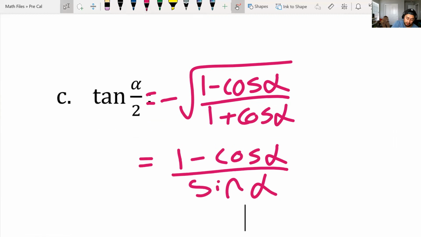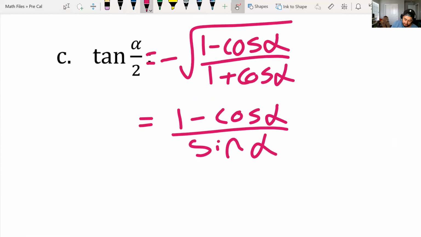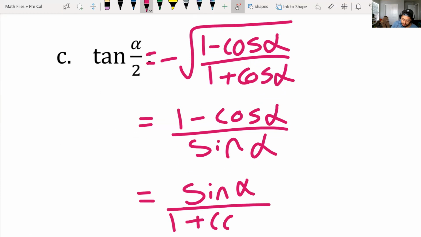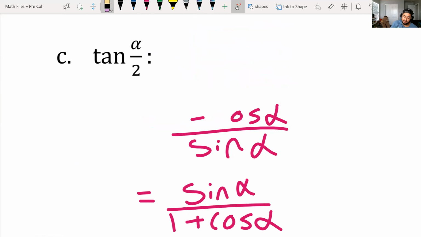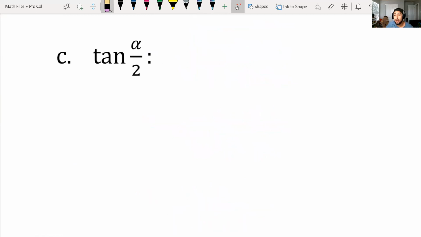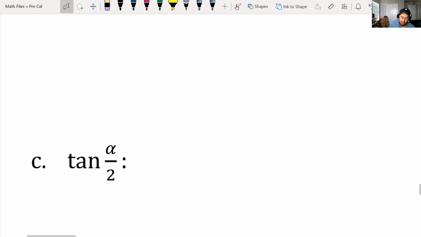Or we use the other formula, which I think is sine alpha over 1 plus cosine alpha. So you get 3 formulas to choose from. I'm going to tell you a secret. Don't choose any of them. I'm going to make your life really easy because I'm going to do this by identities. You're like, oh, great, identities. Why can't I just use the formula, right?